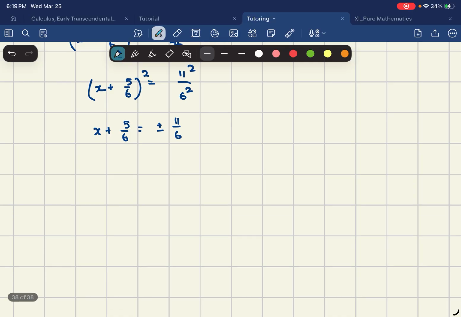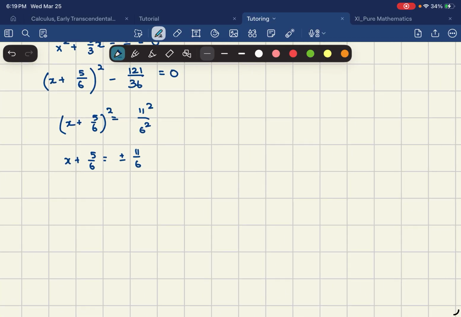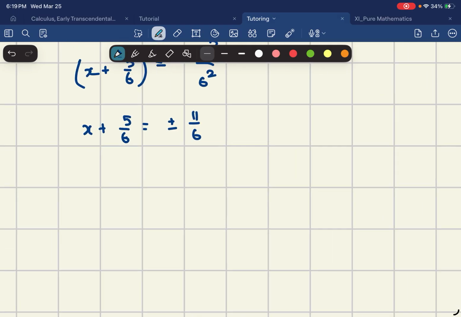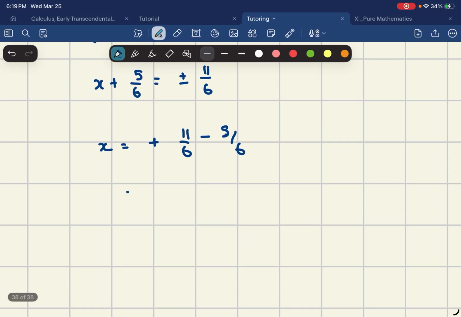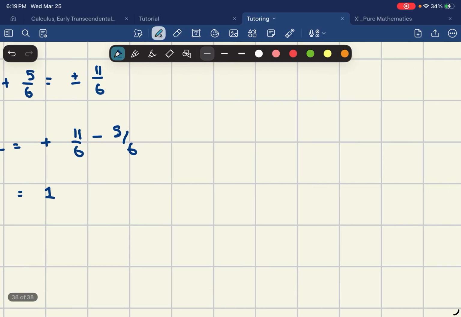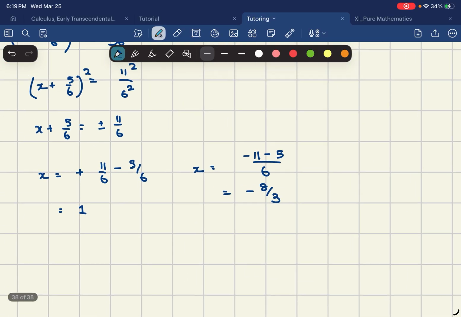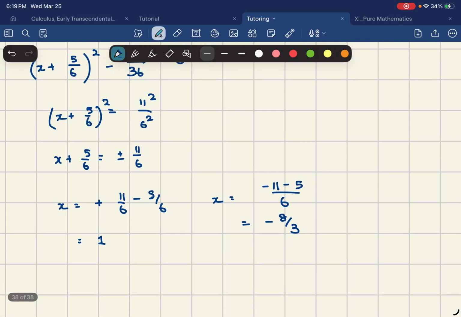When I take the square root of both sides, a negative value is also acceptable. Remember, negative 11 over 6 squared is the exact same thing as positive 11 over 6 squared. So for x, we have two values. We can have 11 over 6 minus 5 over 6. And I believe that gives me 6 over 6, which is 1. Or x could be negative 11 over 6 minus 5 over 6, so we could have this expression as well. So that is negative 8 over 3. So that is one possible answer: negative 8 over 3 and 1.